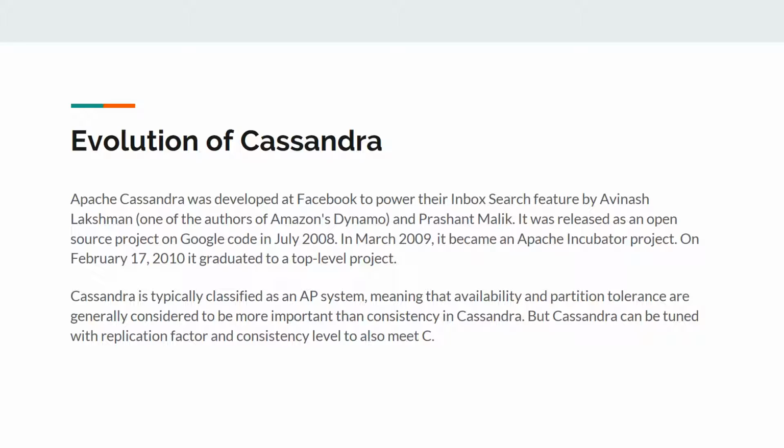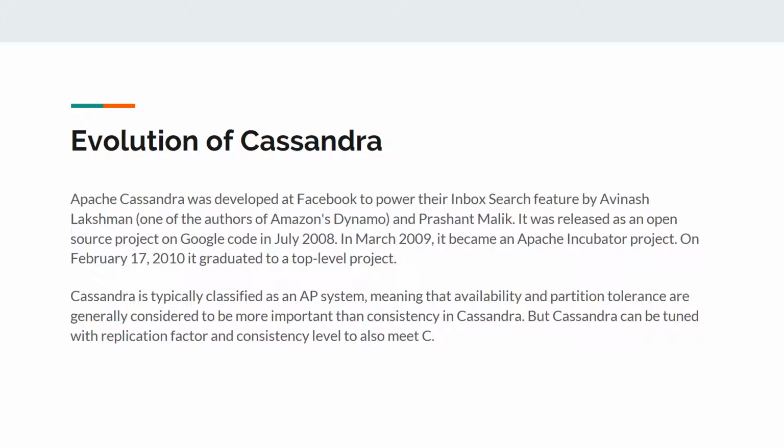Apache Cassandra was developed at Facebook to power their inbox search feature by Avinash Lakshman, who's one of the authors of Amazon's Dynamo, and Prashant Malik. It was released as an open source project on Google Code in July 2008. In March 2009, it became an Apache incubator project.